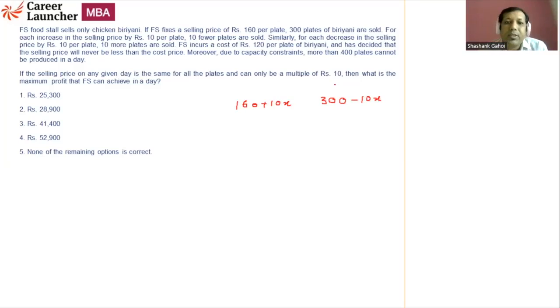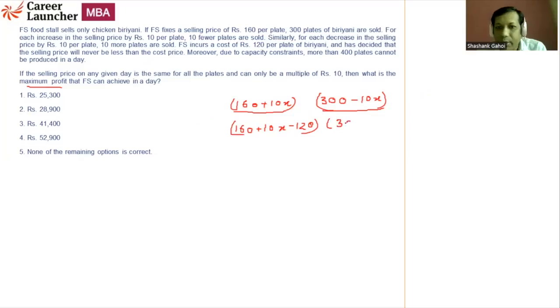Okay. Now this is the total quantity he's selling. So if we multiply both of them, we are going to get the revenue of the shop. Right. Now, the question is talking about what is the maximum profit that he can achieve, right? So for profit, this is the selling price. From the selling price, I am going to subtract the cost. This is going to be the cost. This is going to be the quantity. So the profit becomes this.